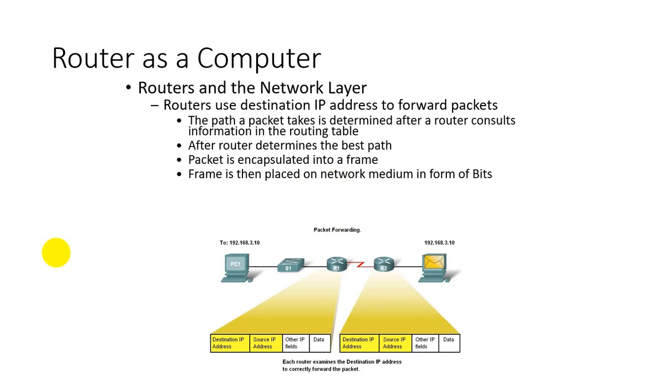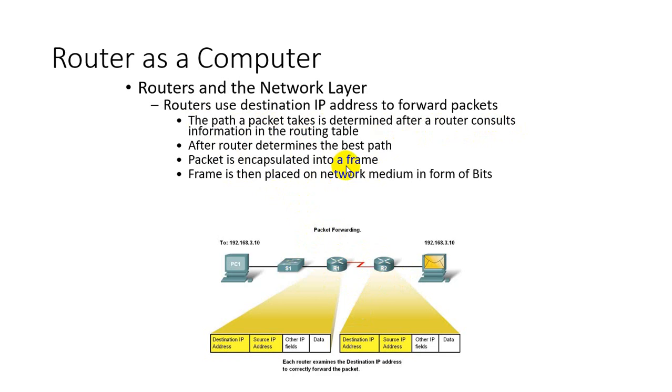Routers and the network layer. Routers use the destination IP address to forward packets. So there is a destination IP, destination subnet, and the next hop address which the router uses to forward the packets, to reach the destination IP. The path a packet takes is determined after the router consults the information in the routing table. So it will check the information in the routing table, then it will forward the packet.